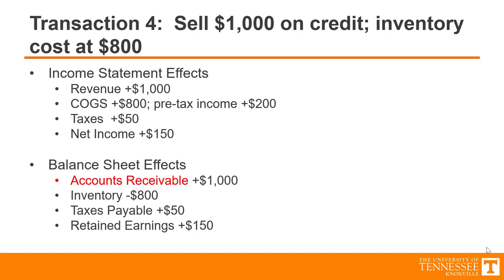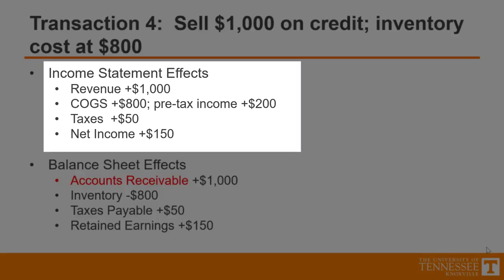Let's first look at the income statement, and basically this is exactly the same as it was on the previous transaction. Our revenue is $1,000. Our cost of goods sold has increased by $800, so we have pre-tax income of $200. If we tax that at 25%, our taxes are $50, and the income that's remaining is $150.